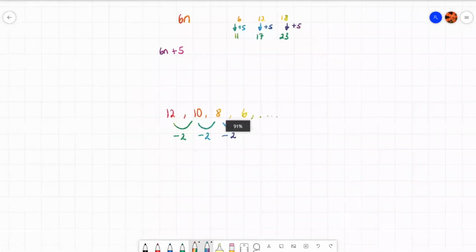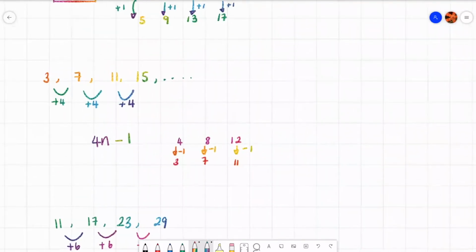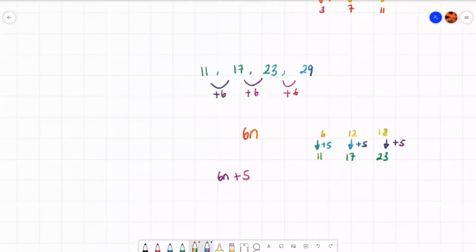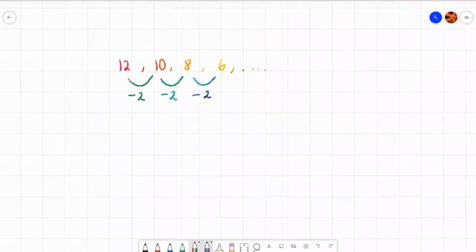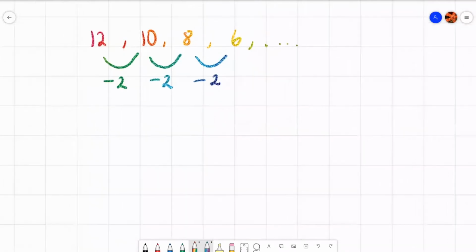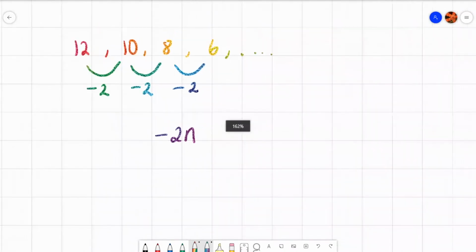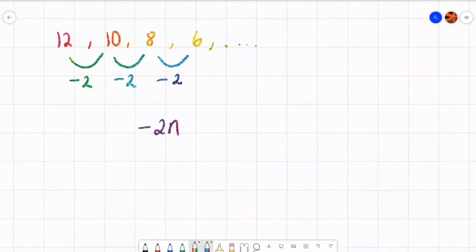So look, this is different now from the other examples. All the other differences were positive, weren't they, above? They were all positive. This time we have got a negative. So my sequence is minus 2n. It's a negative 2n. That's not the minus 2 times table. If it's minus 2n, that means it's the minus 2 times table. So let's write down the first few numbers in the minus 2 times table.